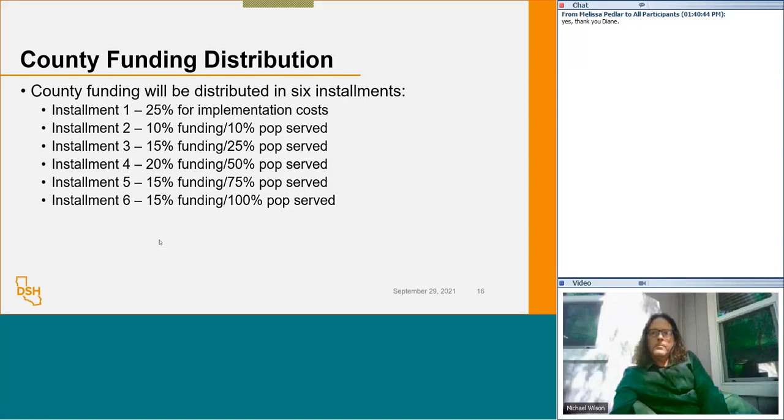I also want to add that for some of our smaller counties who are looking at pretty small patient populations, we will work with you to adjust these installments, because for you 6 installments is not going to make sense. This is just the baseline that we start with, and we will work one-on-one with your county if you have a much smaller patient population, to make it make more sense for the smaller counties.